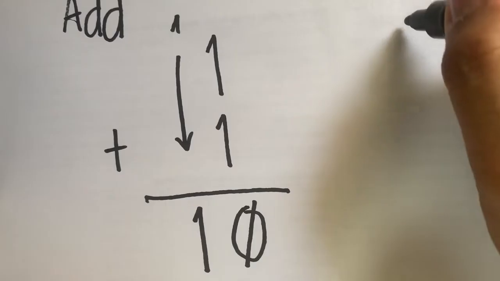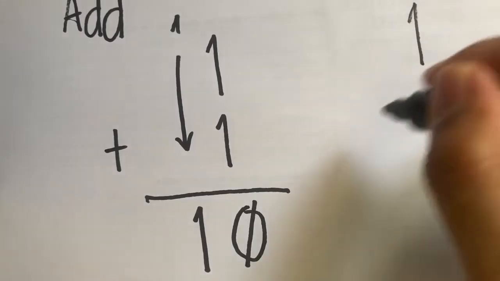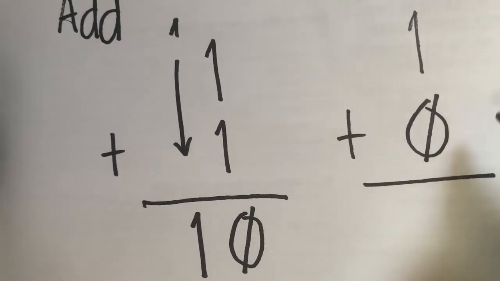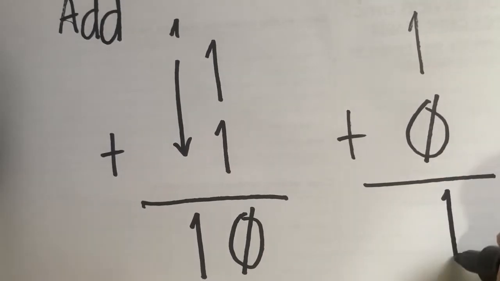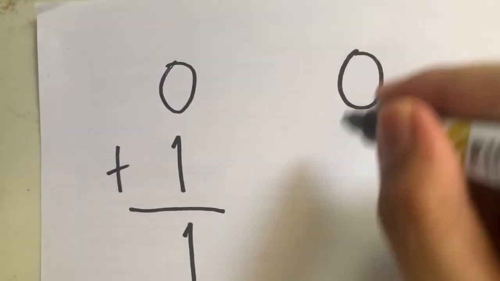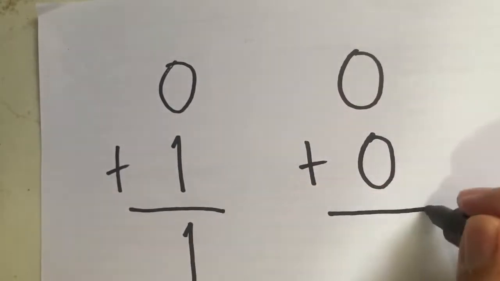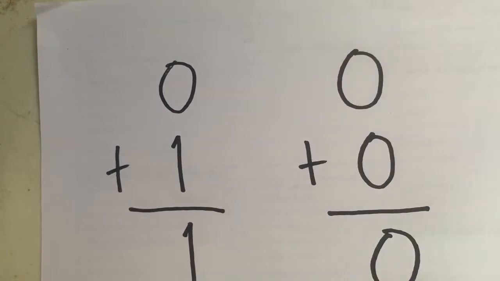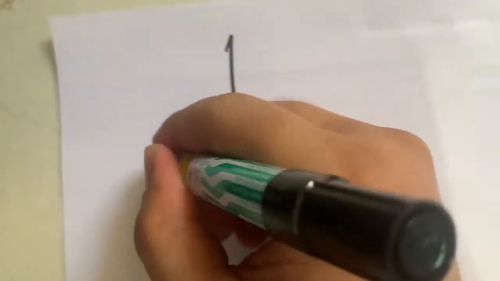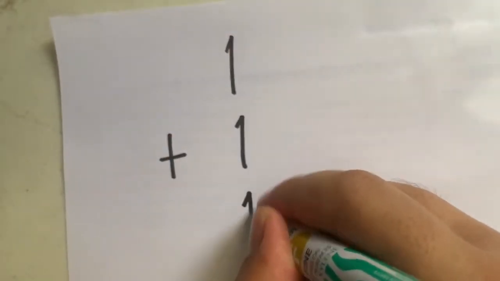Another is, say, 1 plus 0. Whenever we have 1 plus 0, we have 1. And if we have 0 plus 1, we have 1. And of course, if we have 0 plus 0, the answer is 0. What about if we have, say for example, 1 plus 1 plus 1?